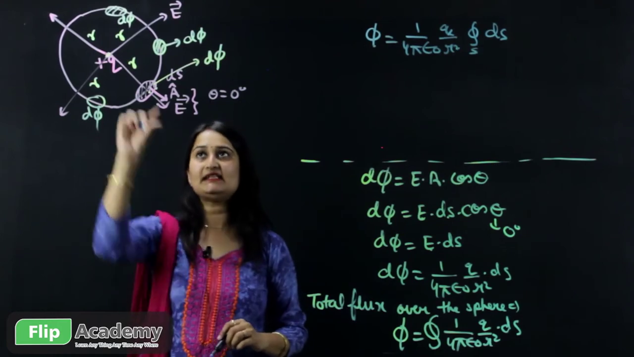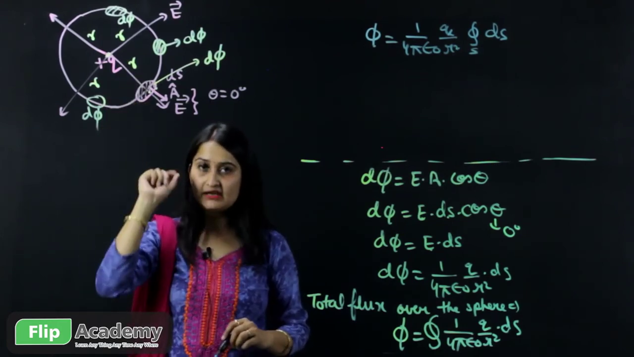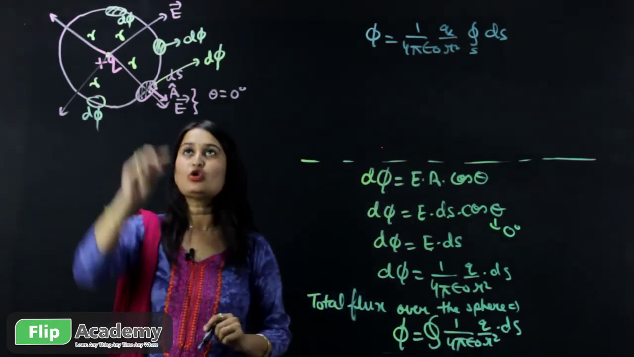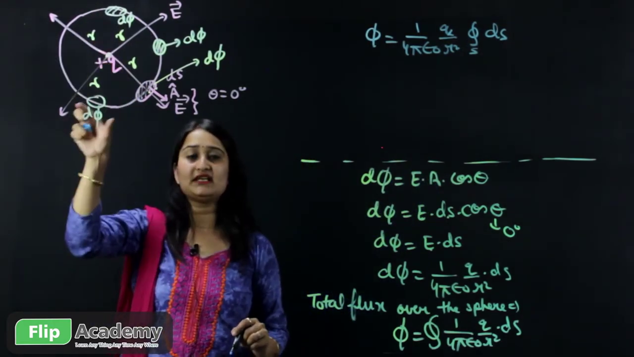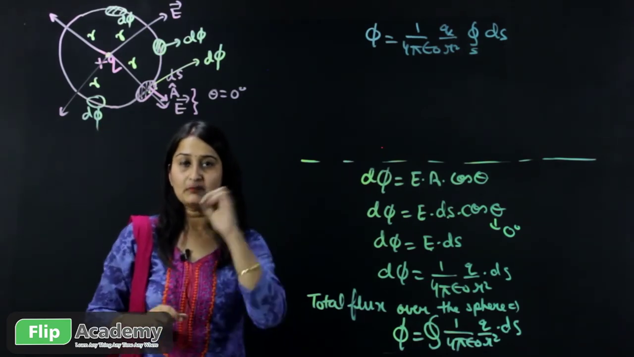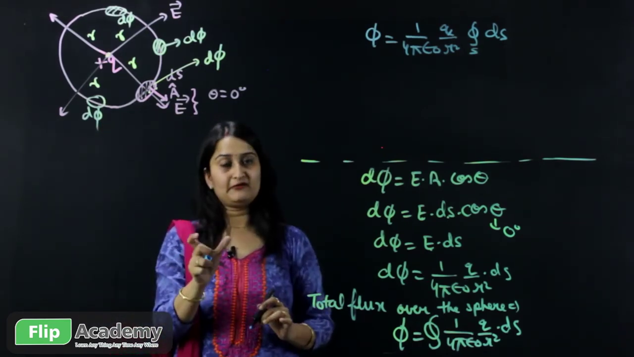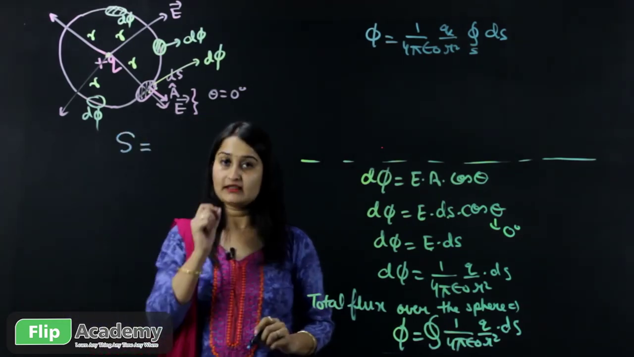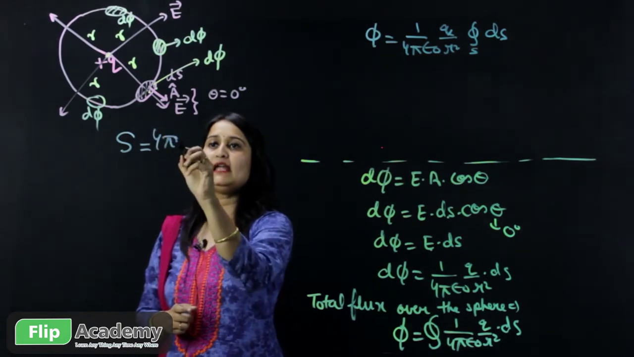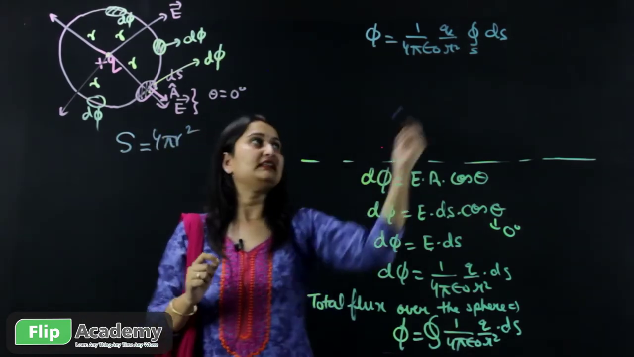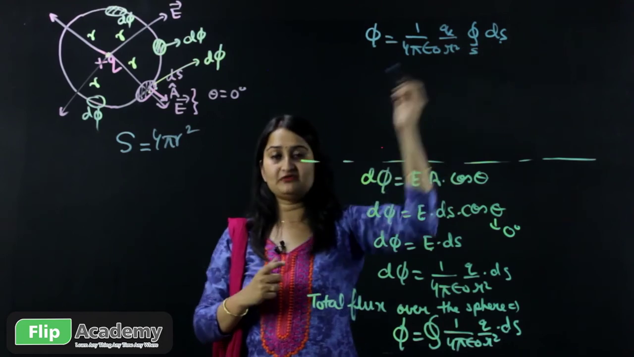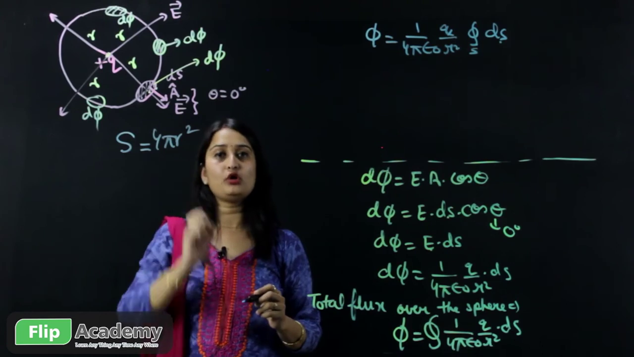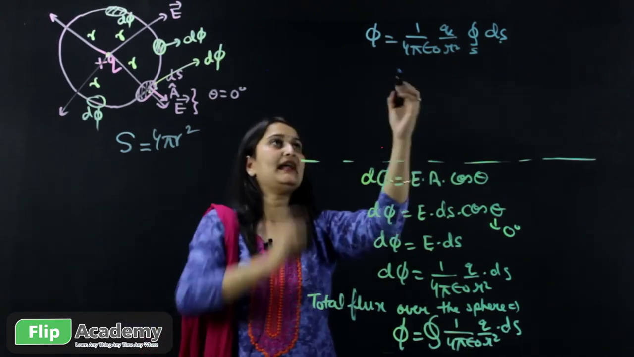What is this ds? ds is a very small area of the sphere. If the integration of ds is done, that means we are adding ds, ds, ds, ds, all of which add up to the total surface area. And what is the formula for the total surface area of the sphere? The formula is 4 pi r square. So the integration of ds is given by 4 pi r square. Put this formula directly here.